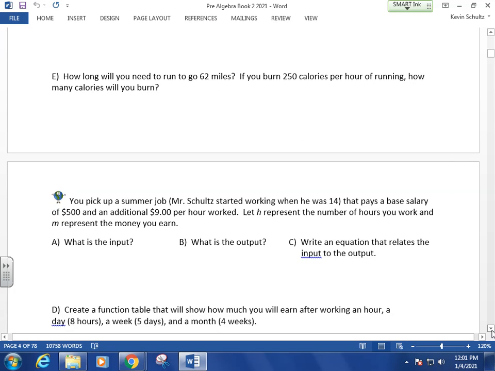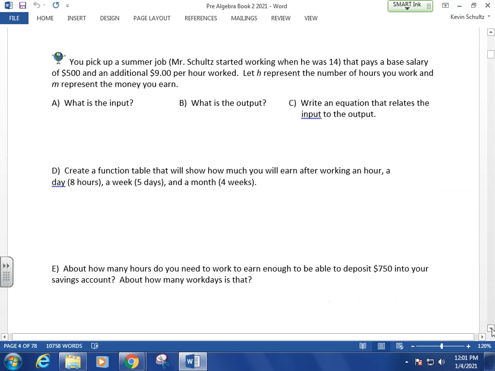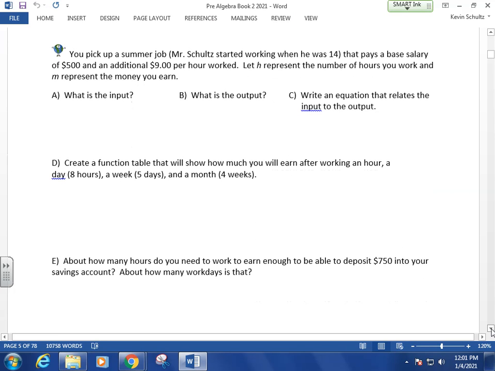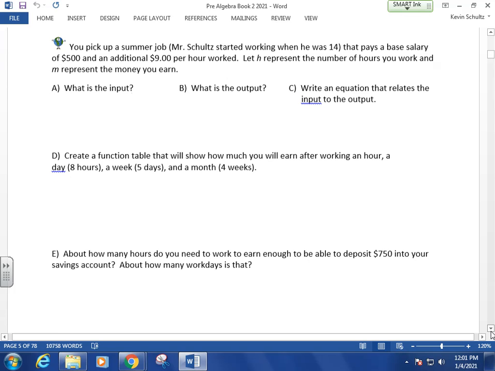Next one here. You pick up a summer job. Mr. Schultz started working when he was 14. I've got a story about that. That pays a base salary of $500 and an additional $9 per hour worked. My job did not have that kind of payday, I will tell you that.